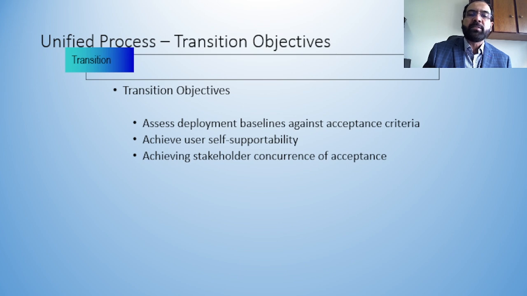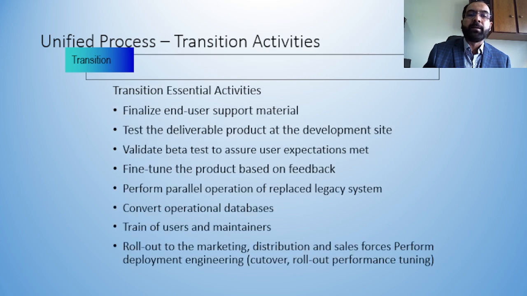So the transition objectives are: assess the development baseline against acceptance criteria, achieve user self-supportability, which is very important, and achieve stakeholder concurrence of acceptance. It is very important, because we are developing that application for the users, and we need to know whether that support is there, whether that acceptance is there or not, whether they are comfortable using those applications, and whether all those requirements have been met. Is there any change which needs to be incorporated? If so, it can be incorporated.